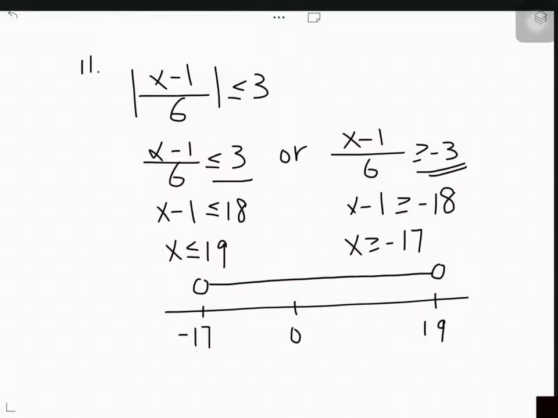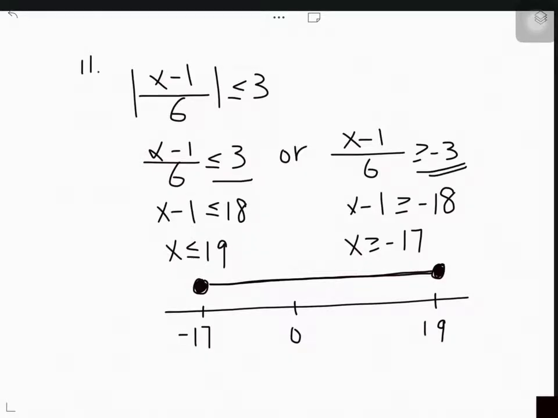So since we have the equal sign, make sure you fill in your circle for the endpoints. So your x is going to be in between negative 17 and 19. So all the values in between negative 17 and positive 19 are valid solutions.